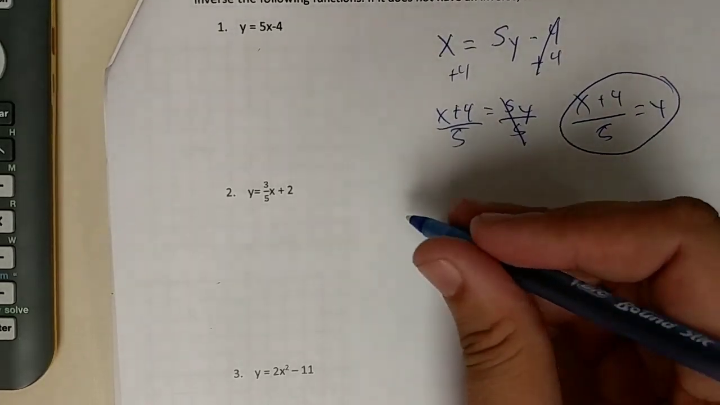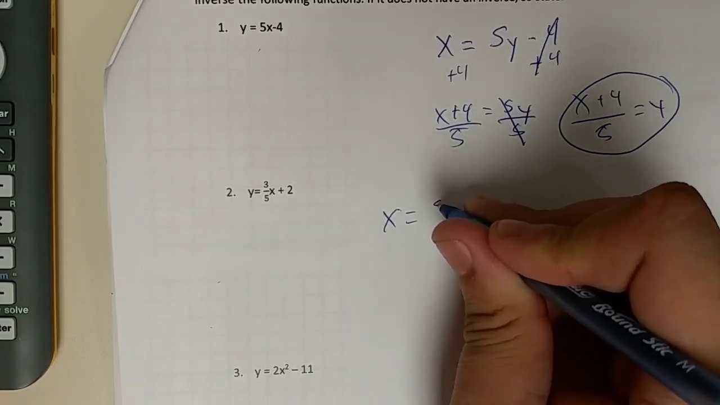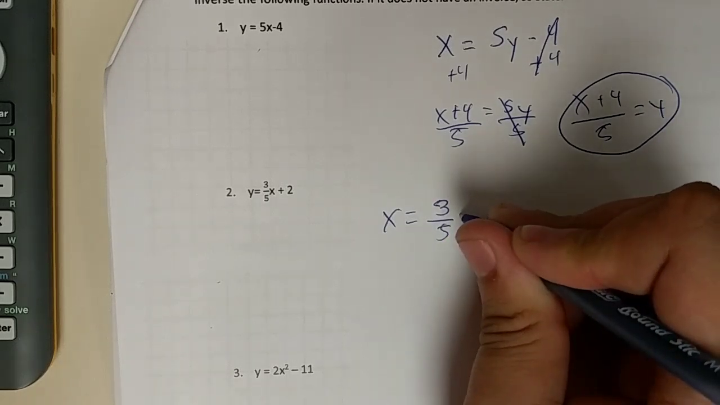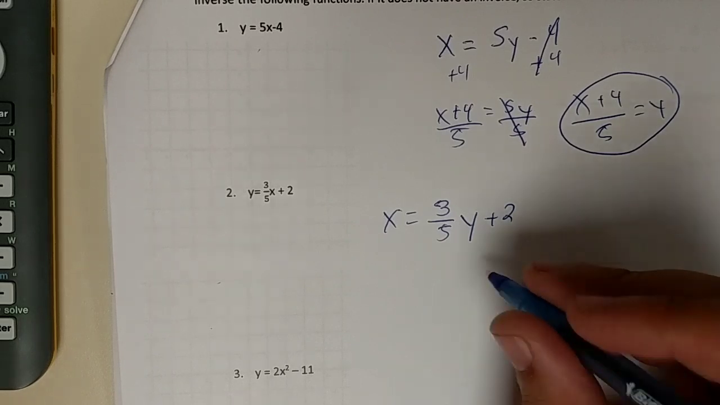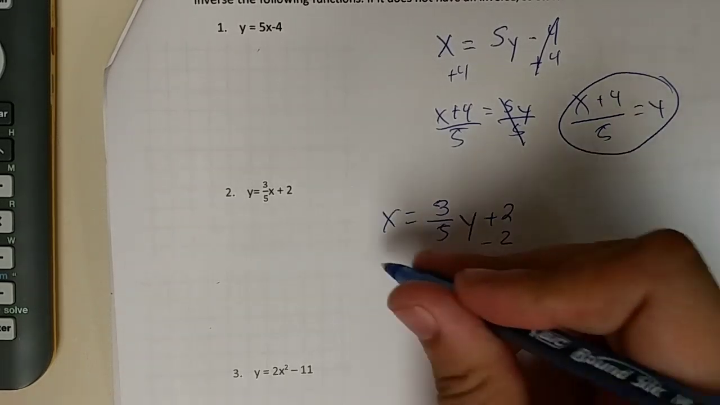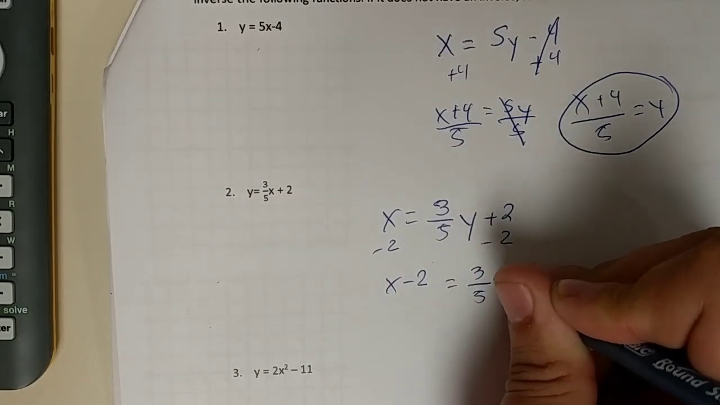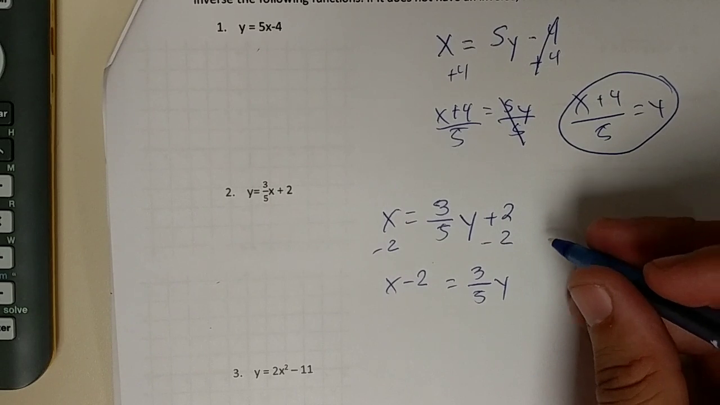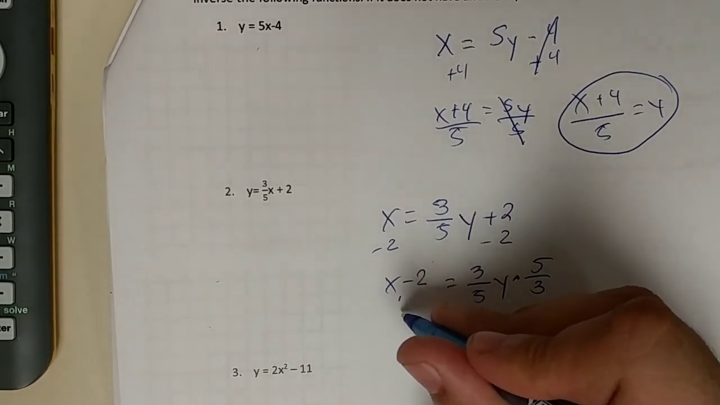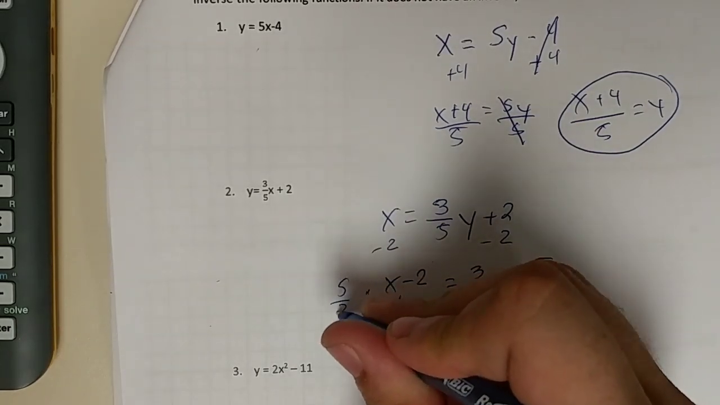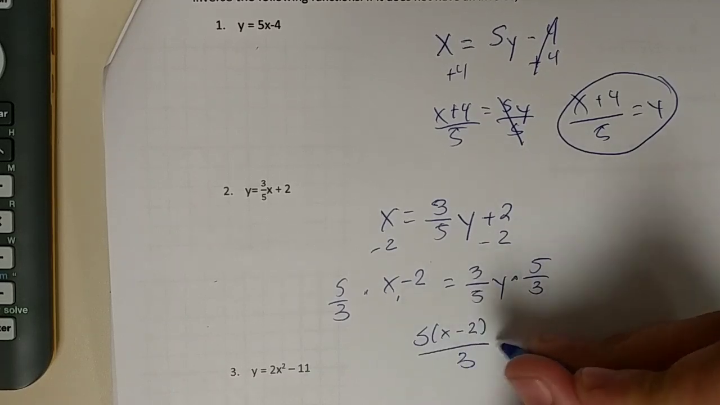Let's go to the next. Swap it again. X equals 3 over 5 y plus 2. Subtract 2 on both sides. X minus 2 equals 3 over 5 y. So what I'm going to do is multiply it by the reciprocal, 5 over 3. Multiply this by 5 over 3. So it's 5 times x minus 2 over 3 equals y.